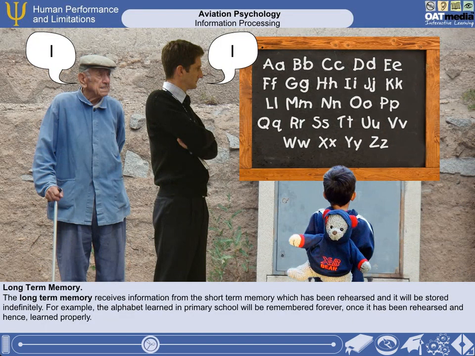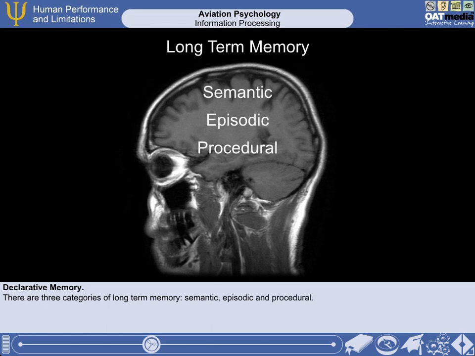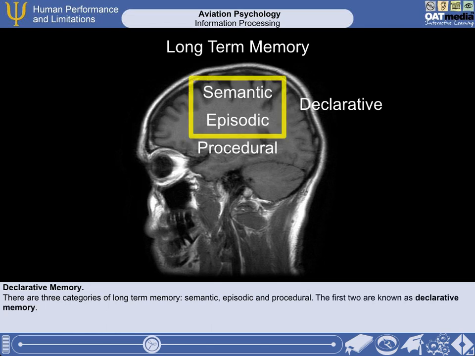The long-term memory receives information from the short-term memory which has been rehearsed, and it will be stored indefinitely. For example, the alphabet learned in primary school will be remembered forever once it has been rehearsed and hence learned properly. There are 3 categories of long-term memory: semantic, episodic, and procedural. The first 2 are known as declarative memory.